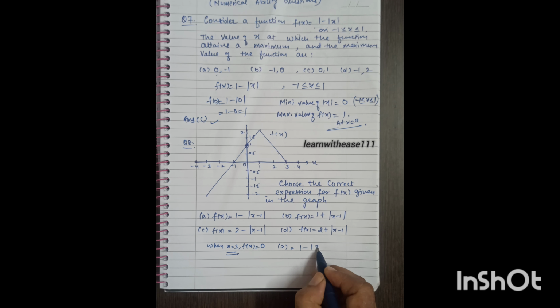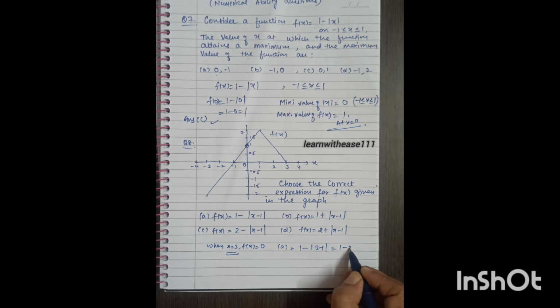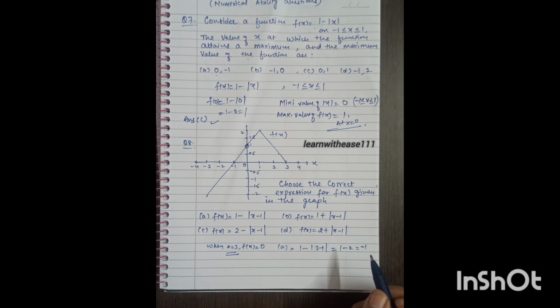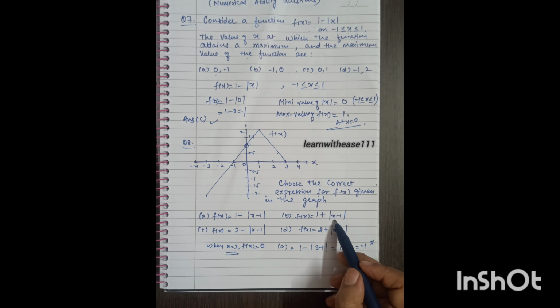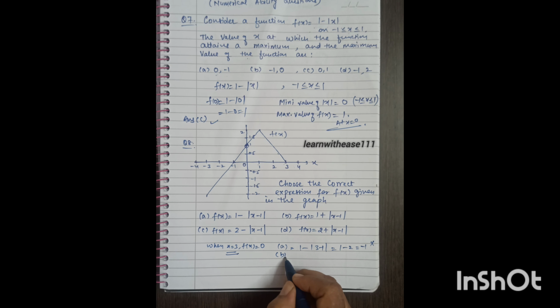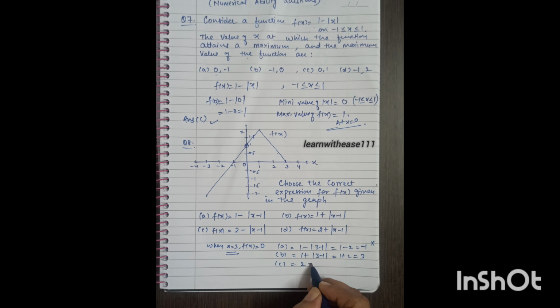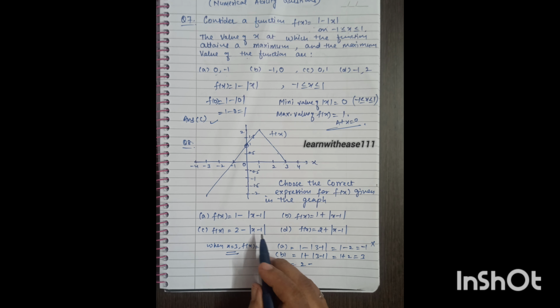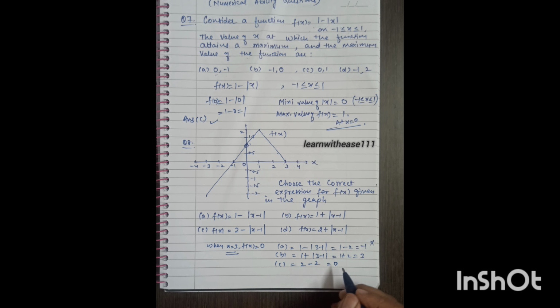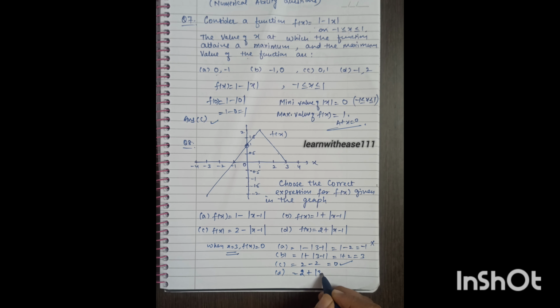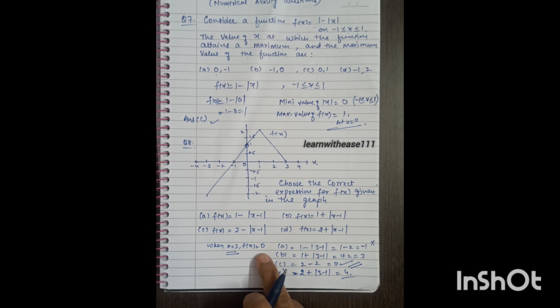In part A, f(x) will be 1 − |3 − 1|. So the answer is −1, not 0, so not an option. In part B, 1 + |3 − 1|, the answer is 3. In part C, we are getting 0. So this is an option. Part D is coming out non-zero. So clearly C is the answer.